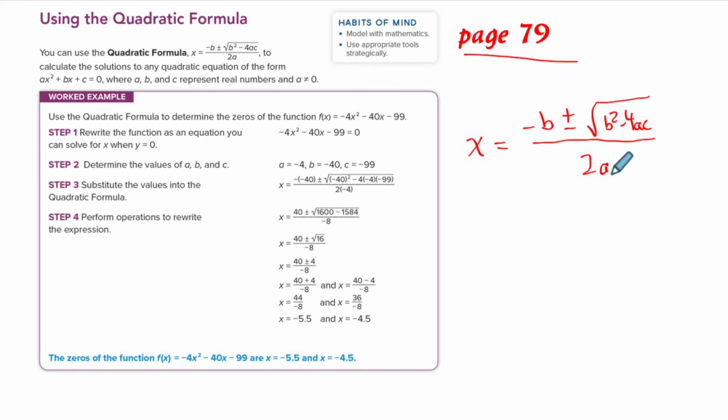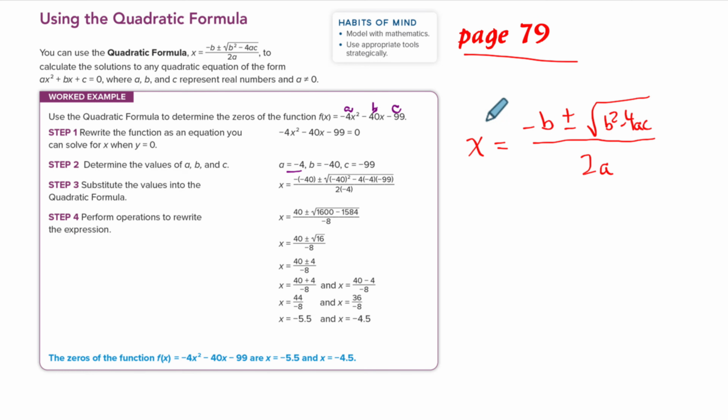This is something you saw in Algebra 1. One part I want to point out is that it starts off with the opposite of b. In the worked example that they show you, we have a quadratic equation, and if we write down what a, b, and c are, a is negative 4. They wrote it down, and I advise you to also write it down on the paper. b is negative 40 and c is 99.